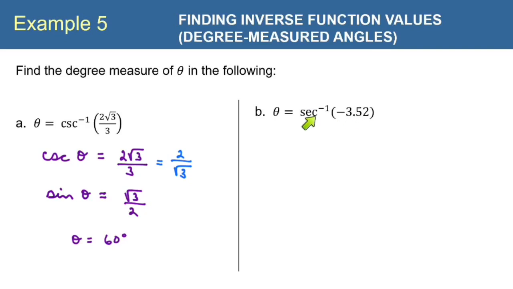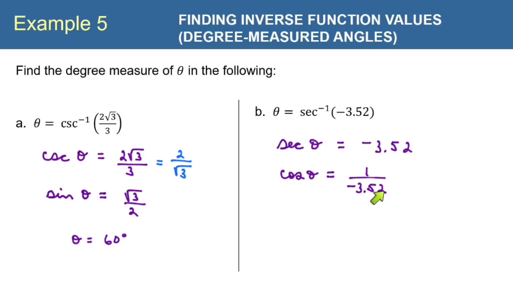In part B, we have theta equals secant inverse of negative 3.52. So to evaluate this, the first thing to do is translate out of inverse form. So if theta is secant inverse of this number, that means the secant of theta is that number, negative 3.52. Now we can translate from secant to cosine. So if the secant of theta is negative 3.52, then the reciprocal of secant is cosine, and the reciprocal of this number is 1 over negative 3.52.